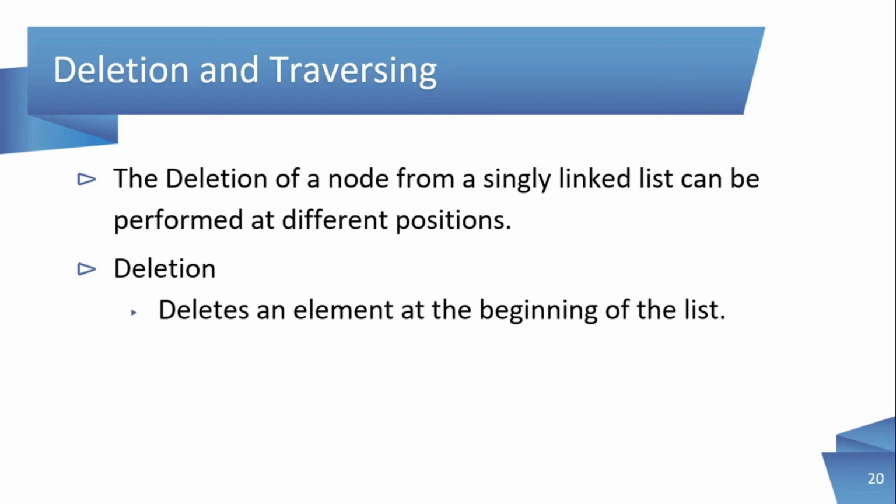Traversing. In traversing, we simply visit each node of the list at least once in order to perform some specific operations on it, for example, printing the data part of each node present in the list. Searching. In searching, we match each element of the list with the given element. If the element is found at any location, then the location of that element is returned, otherwise null is returned.